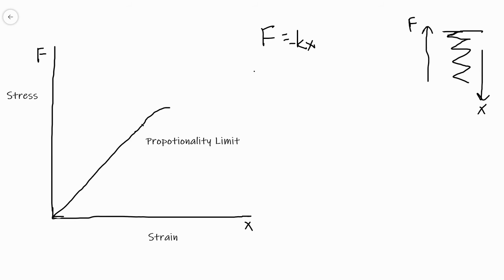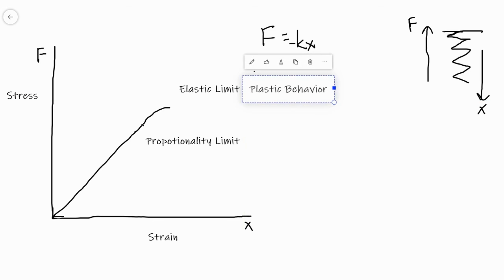Now, if we keep going, we reach a point called the elastic limit, and this is the point where we've stretched so much that the slinky will no longer return to its original shape. Beyond this point, the slinky will start to exhibit what's called plastic behavior, meaning that any further strain on the slinky will simply deform it permanently.